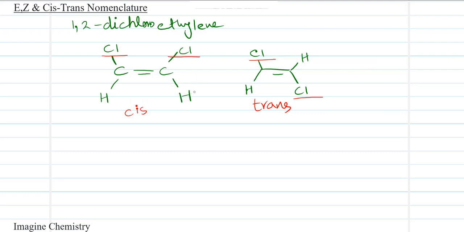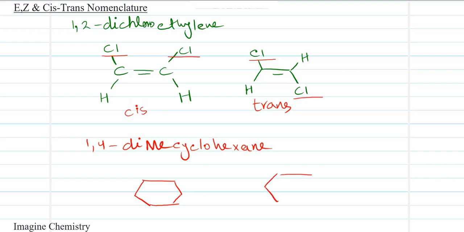A similar concept can be applied on cyclic compounds as well, because in the previous lecture we discussed that there are two cases in which there is restricted rotation about a single bond, and in both cases geometrical isomerism is observed. So let's say we have 1,4-dimethylcyclohexane. What can happen is, I'm writing it in this form. These are two cyclohexane molecules.